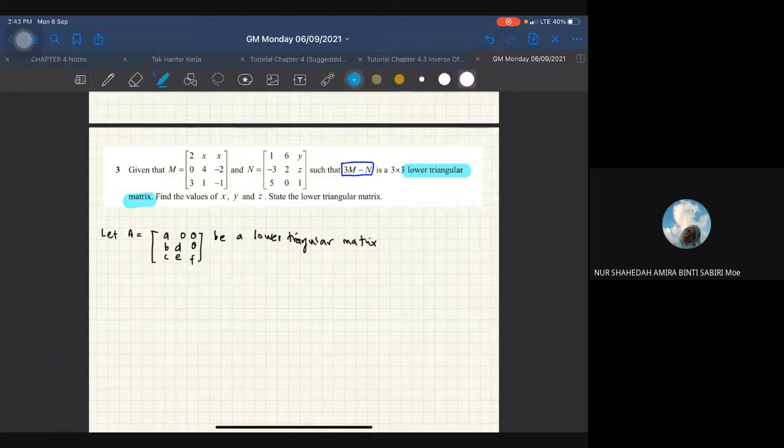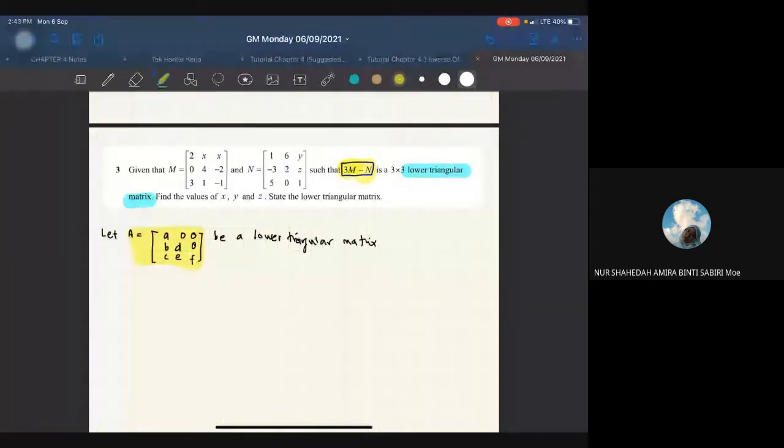So the idea is awak masukkan sahaja matrix M dan juga N ke dalam this equation. Okay, and then awak samakan dia dengan this one. Sebab dia cakap 3M minus N tu adalah lower triangular matrix. So kiranya 3M tolak N ni dia samalah dengan matrix yang kita ada kat sini.